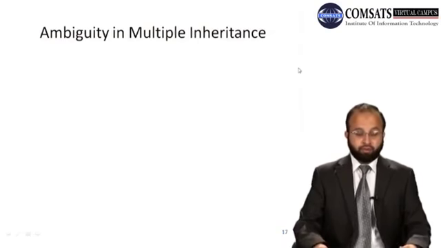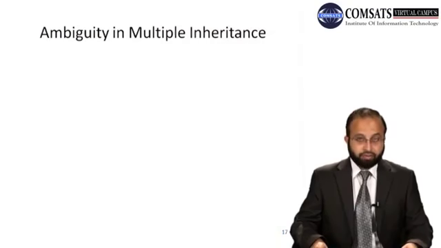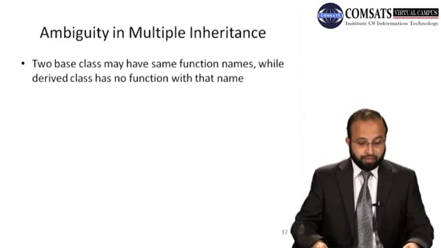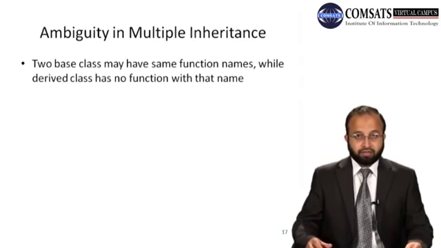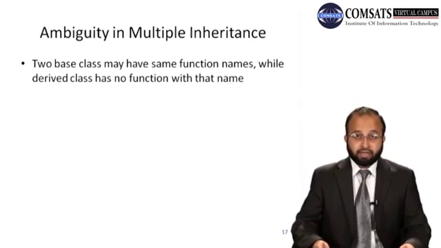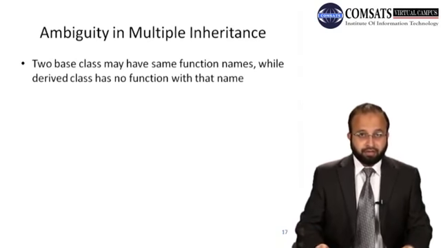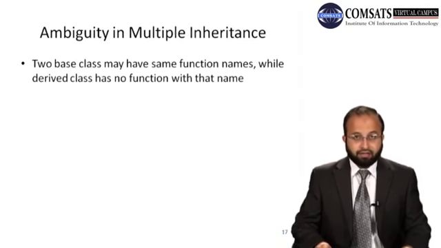Now there is one ambiguity in multiple inheritance. Let's see what that ambiguity, or confusion, is, or what point we must take care of. Two base classes may have the same function name while the derived class has no function with that name. For example, in the distance class and in the other class, the type class, you might have a function, let's say display, that displays the value of the private data member, and then the derived class won't have a display function.